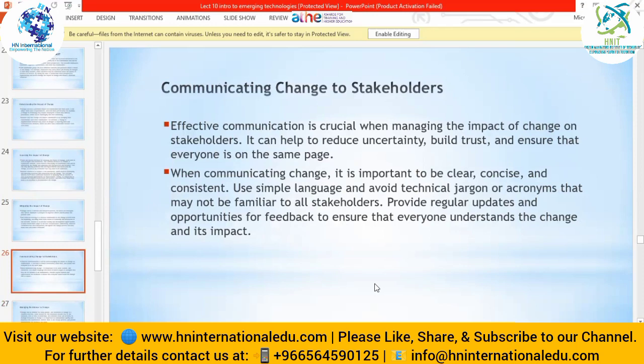When communicating change, it's important to be clear, concise, and consistent. Use simple language and avoid technical jargon and acronyms that may not be familiar to all stakeholders. Provide regular updates and opportunities for feedback to ensure that everyone understands the change and its impact.